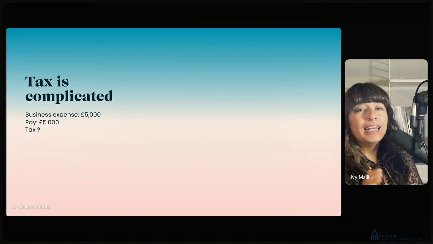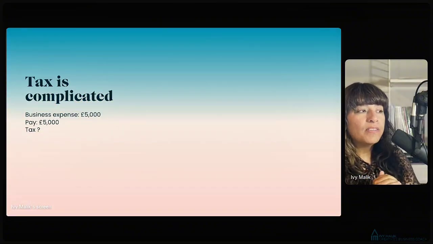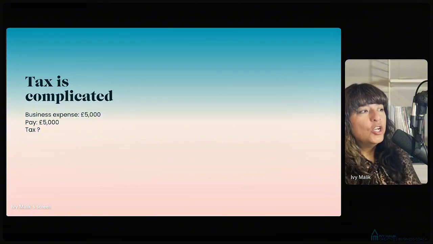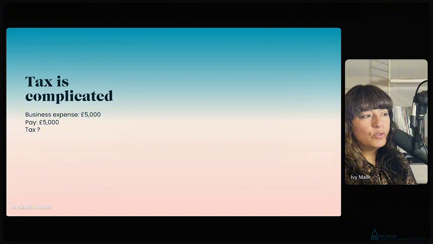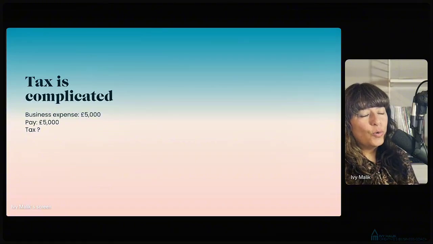So let's get specific and see where the things are complicating a bit. So for example, tax is complicated. In the scenario that I proposed, we have the business expenses as 5,000. The tax is only on profits. So if you pay 5,000 to yourself, what will the tax be?